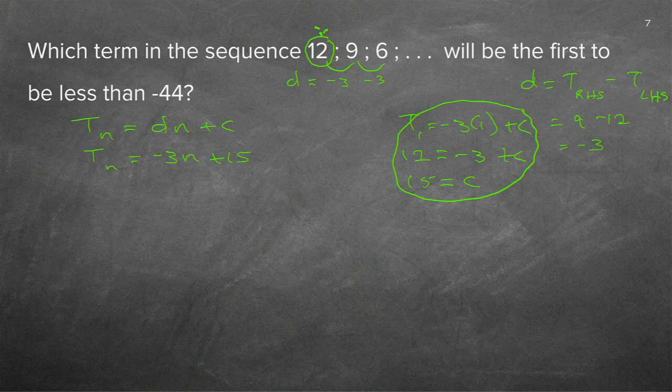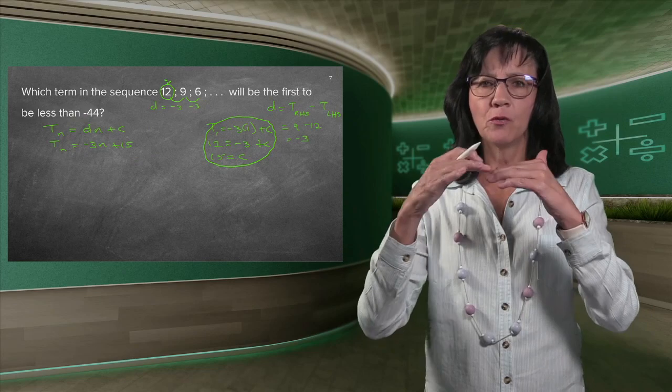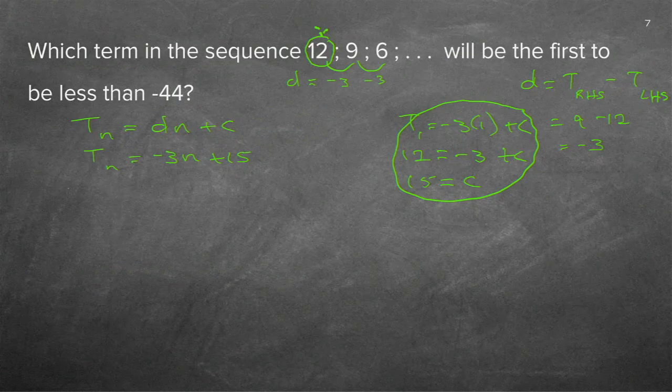The minute you've got your formula, you can answer what they asked you. They said, which term will be less than minus 44? So just remember, never in one line put two equal or greater than or smaller than signs. You only do it once per line. So I'm just going to rewrite my equation. That minus 3n plus 15 must be smaller than minus 44.